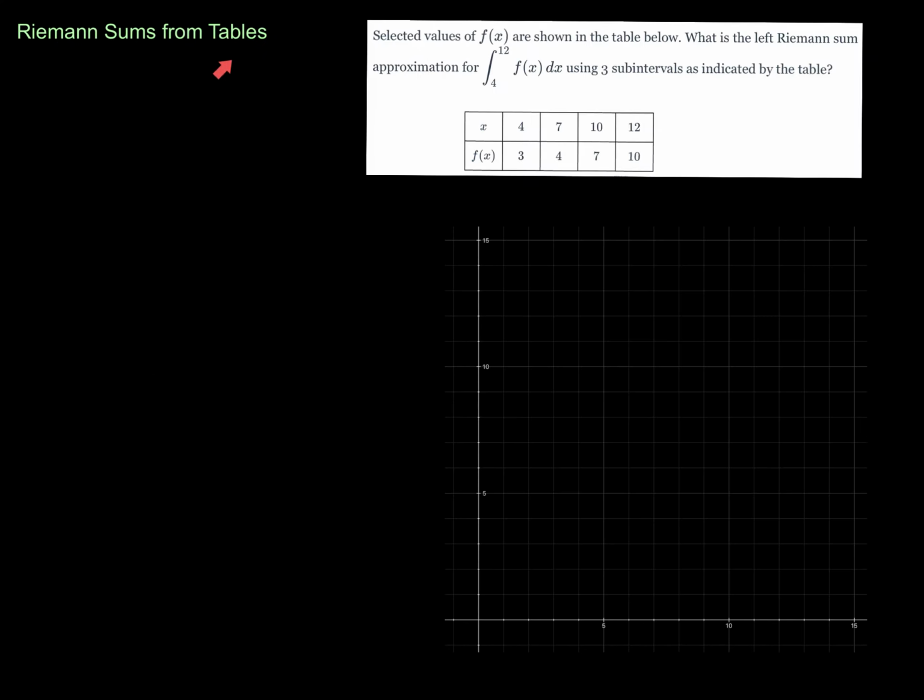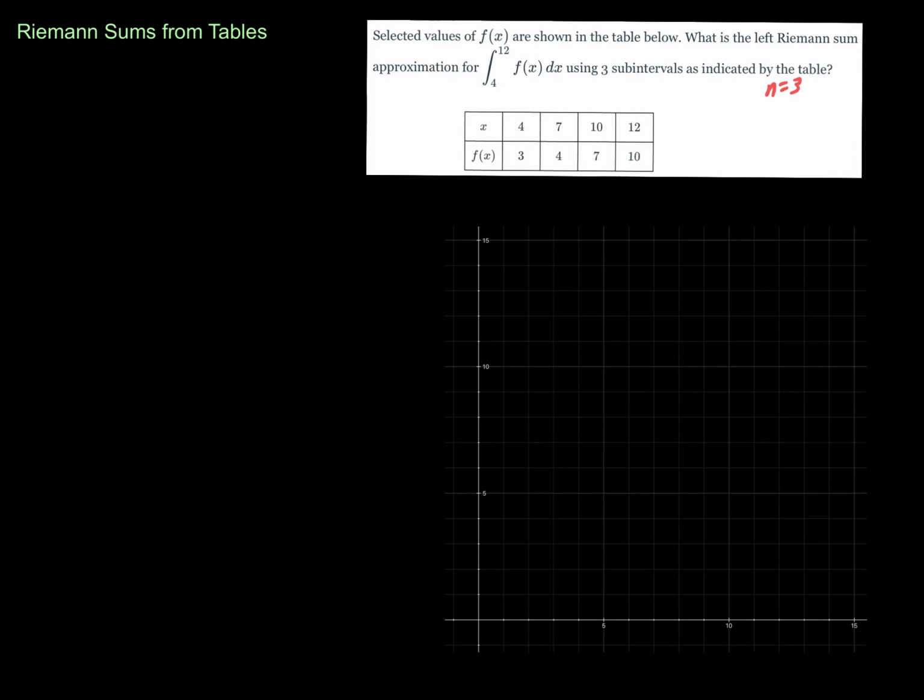Sometimes the information is given to us in a table, an XY table. So let's do one like this one first. We have selected values for a function given in the table. What is the left Riemann sum? So we're going to start with the left approximation for this integral right here using 3 subintervals. Okay, so we have 3 subintervals. Our n value is 3.